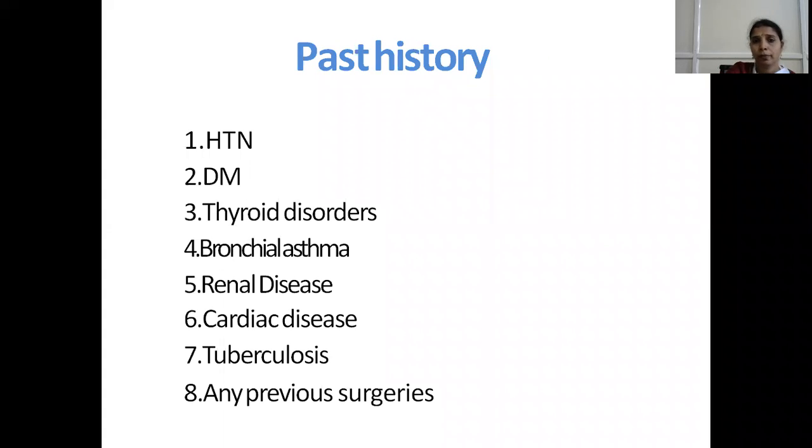Coming to the past history, we have to ask every antenatal mother about her past history. Whether she was hypertensive before pregnancy, whether she had diabetes mellitus, thyroid disorders, bronchial asthma since childhood, renal or cardiac diseases, tuberculosis at any time, or any surgeries in the past. If she has any medical conditions and is using any medication for them, we have to take care of these medications in the present pregnancy.